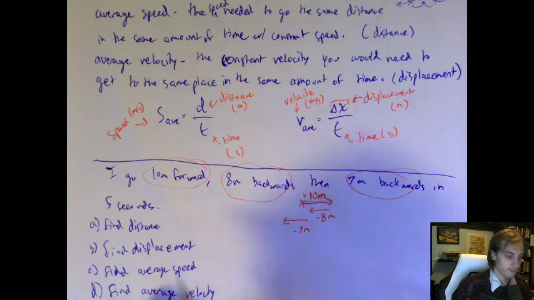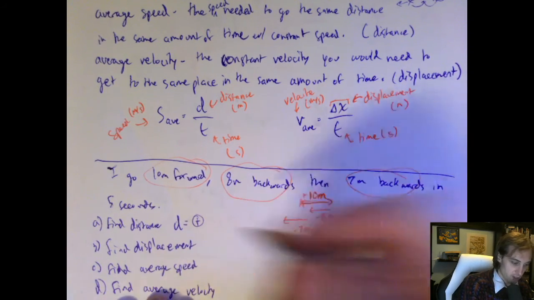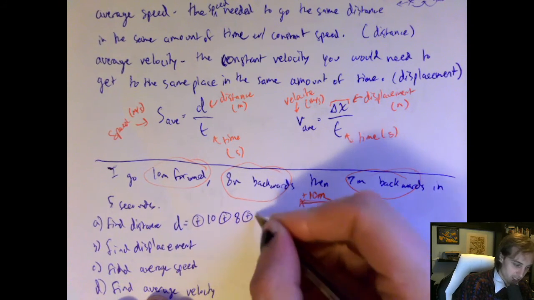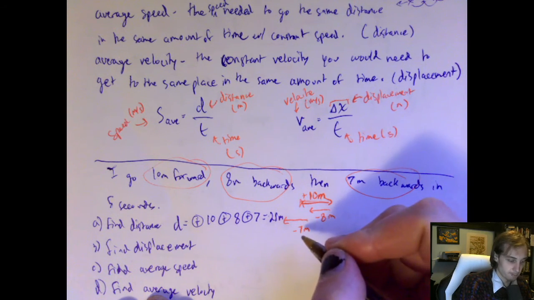And we're good. So for our distance for this one, we do plus for our 10. We do plus for our 8. And we do plus for our 7. And when we add all those together, we'll get 25 meters, and that's our distance.